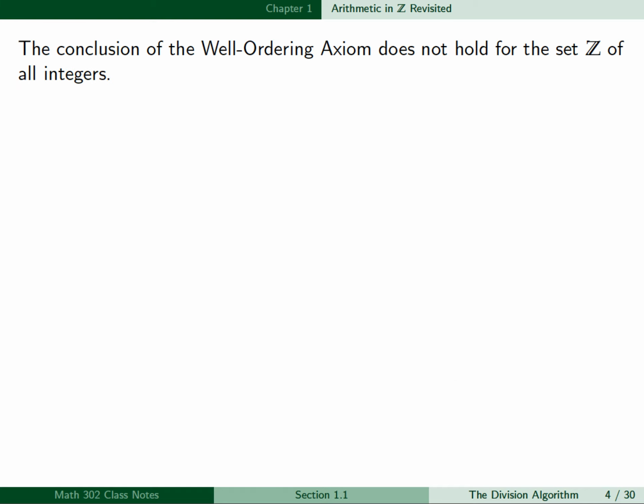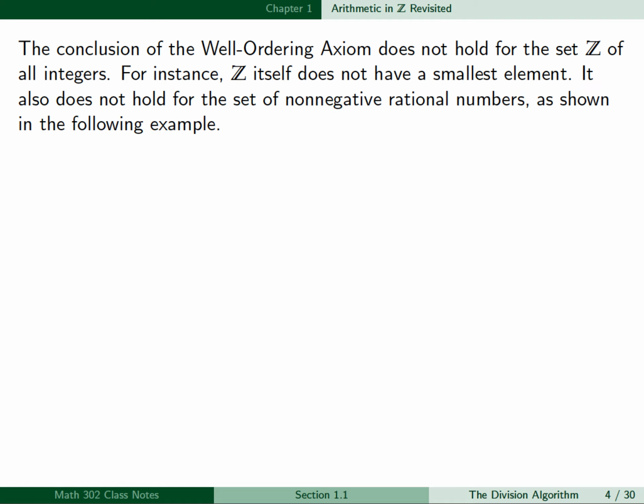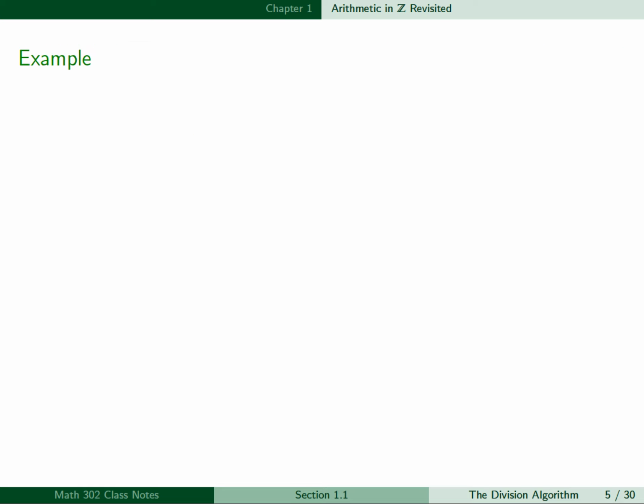The conclusion of the well-ordering axiom, namely that the set S contains a smallest element, does not hold for the set Z of all integers. For instance, the set Z itself does not have a smallest element. The conclusion also does not hold for the set of non-negative rational numbers, as shown in the following example.